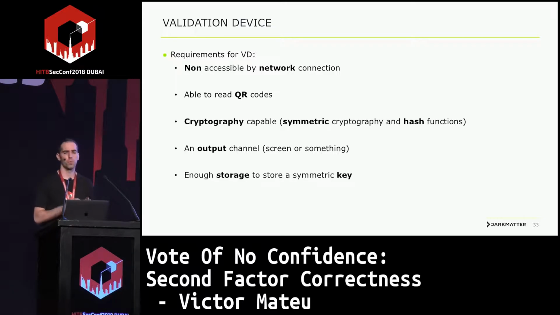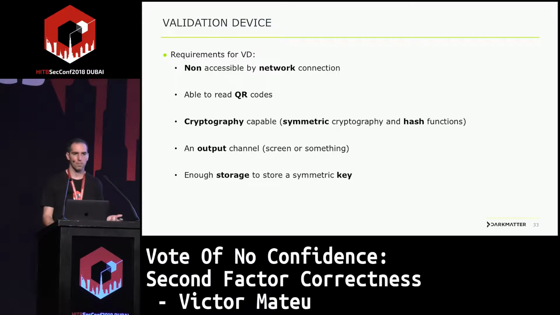What do we want from this validation device? Well, mainly, we want this validation device to not be accessible by network connection. We want to prevent any attacker from being able to gain access to this device. So for security reasons, we just need to assume that it's going to be used only for this. For usability reasons, we designed this device to be able to read QR codes. It might know, or at least have knowledge of, some cryptographic operations, mostly hash functions and symmetric key cryptography. And it should have at least an output channel, like a screen or some way to provide information to the user in order for the user to validate something.